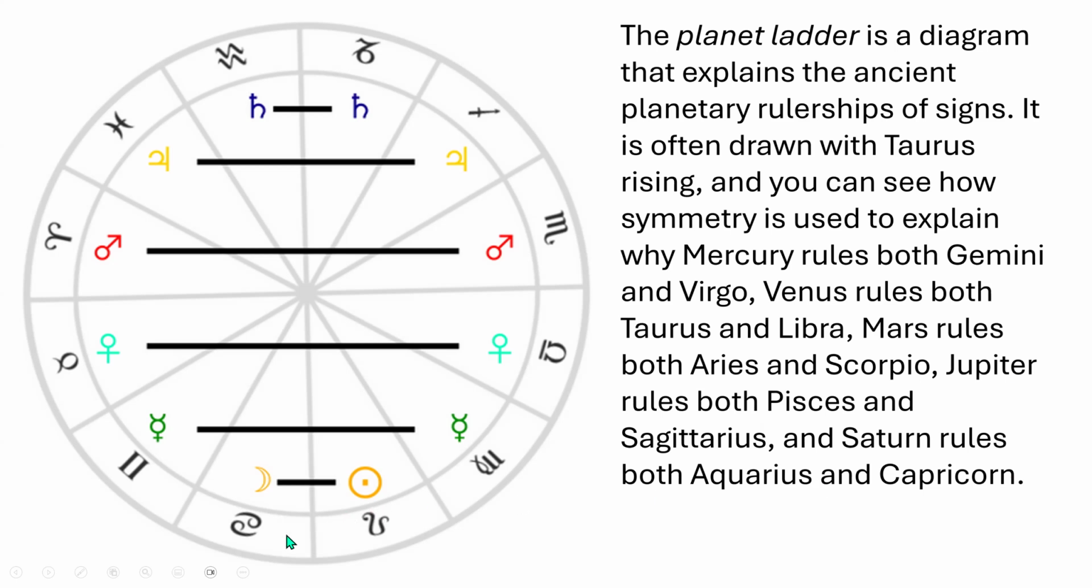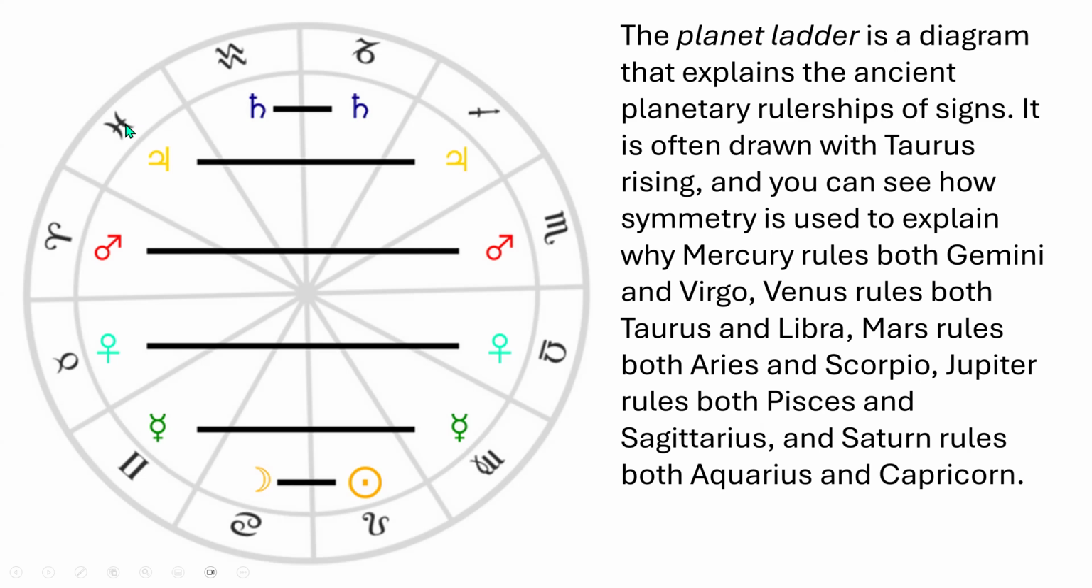So if we look at this, we got Cancer and Leo down here. They correspond to the Sun and the Moon. So these are the two planets that have to do with our conscious awareness. And then if we go out one sign in each direction, we have Gemini and Virgo. They're both ruled by Mercury. The next two signs are Taurus and Libra, both ruled by Venus. Next, we get Aries and Scorpio, both ruled by Mars.